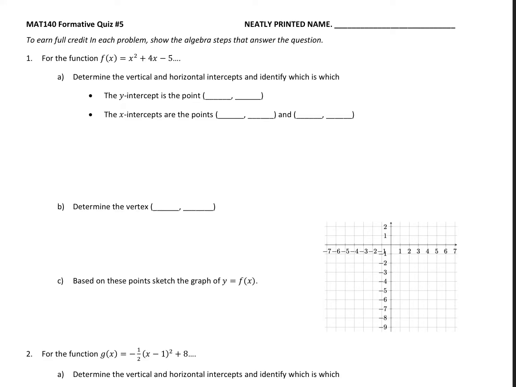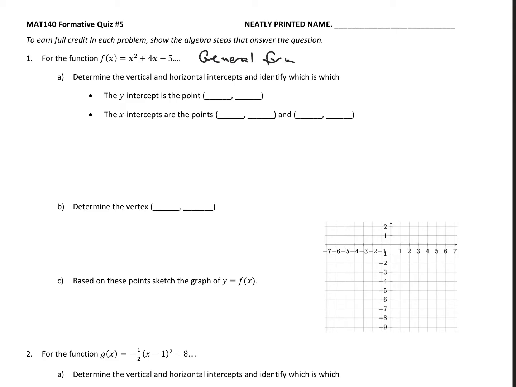These are solutions to one version of the quiz, and this version has all of the intercepts for both problems, so I'll try to be as thorough as possible. So in the first problem, we're finding the intercepts and the vertex of the function that is in general form. That's what we call this form.